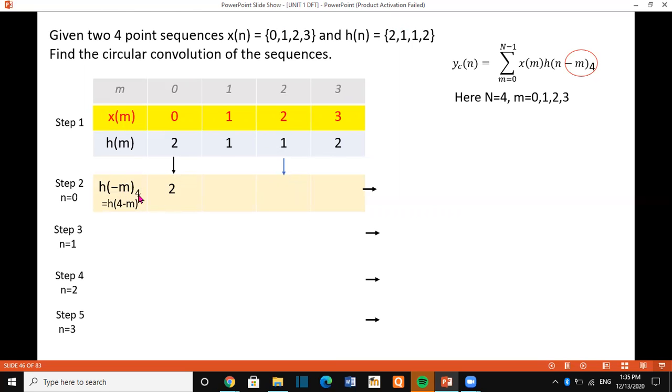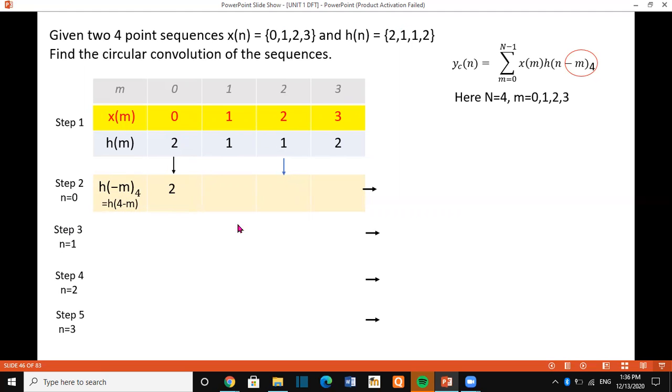And what is modulo 4? Modulo 4 brings us, if we are out of range, into the range of vision over here. That is, h of minus m modulo 4 is nothing but h of 4 minus m. Okay, we'll see how to find this. So let's come back over here. In the first point, the 2 will remain as it is.